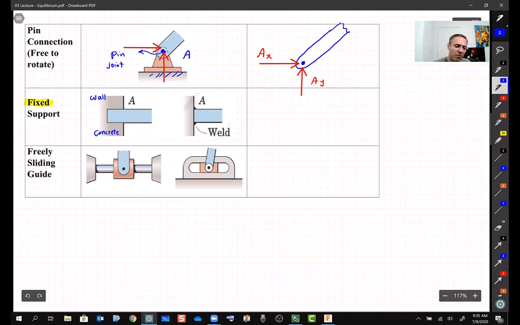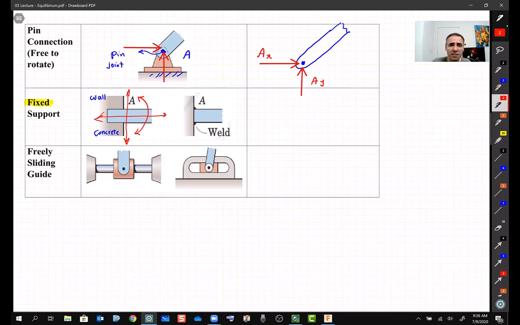Now this fixed support, unlike the pin, you cannot rotate it, right? If you try to rotate it, you cannot, okay? It doesn't have the freedom like that one. Also, you cannot move it to the left or right. Can you? No, because it has been fixed there. You cannot move it up or down, right? You are not allowed to do any of these things. And the same with the welded one.